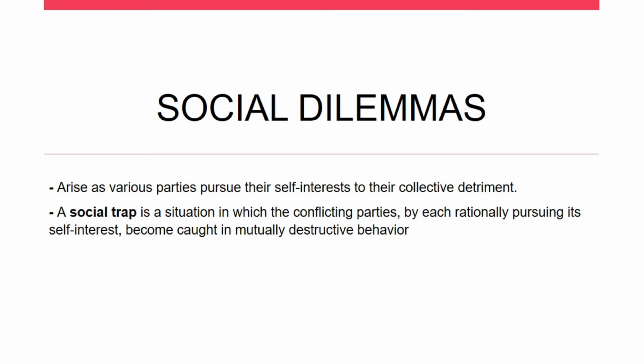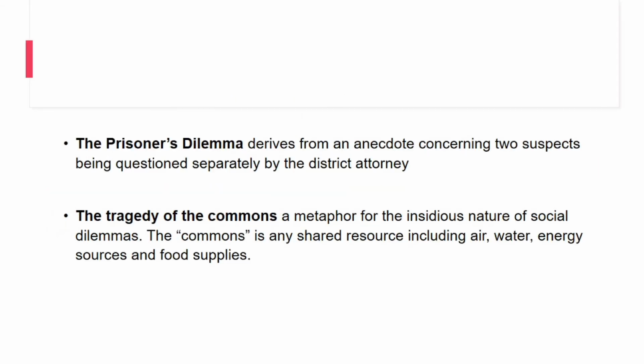A social trap is a situation in which the conflicting parties, by each rationally pursuing its self-interest, become caught in mutually destructive behavior. Now, let's consider two examples of a social trap, a situation when conflicting parties are caught in mutually destructive behavior: the prisoner's dilemma and the tragedy of the commons.